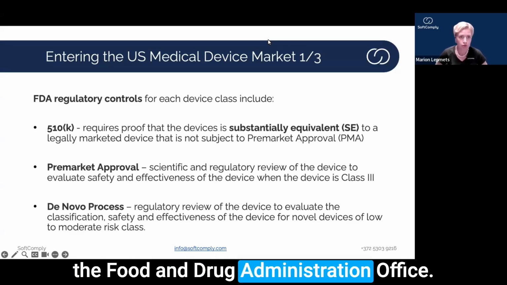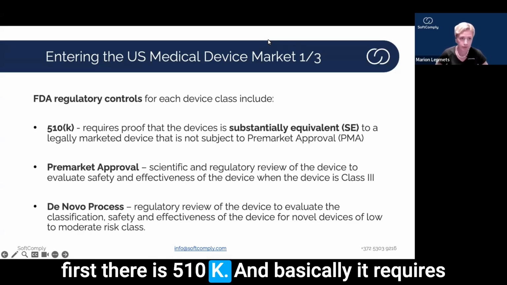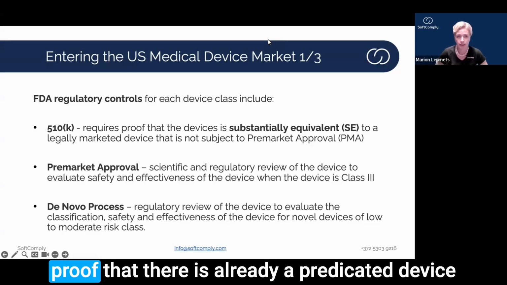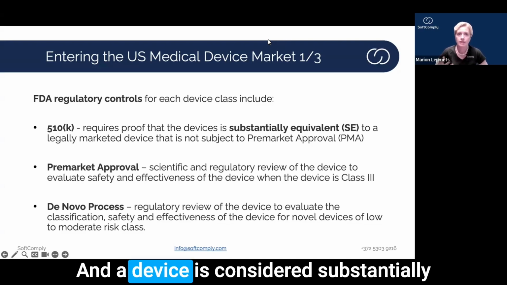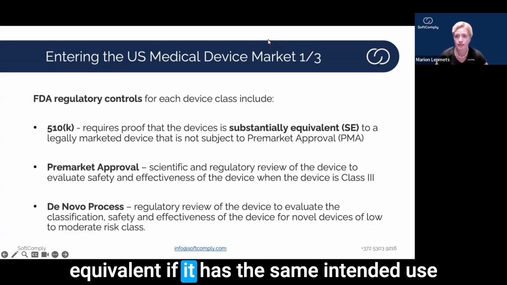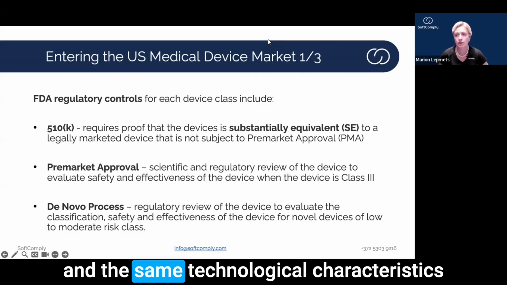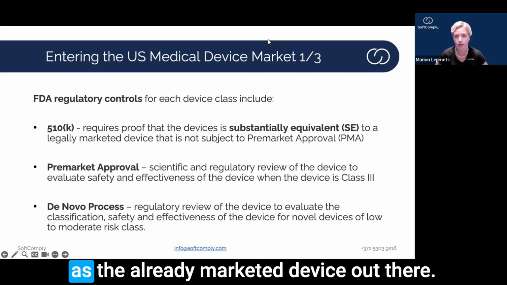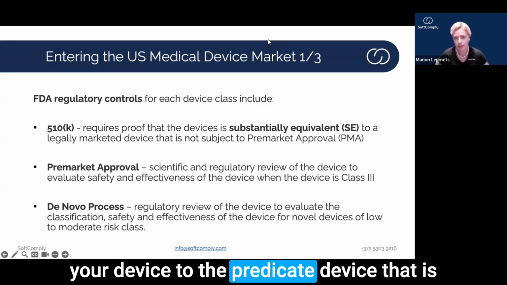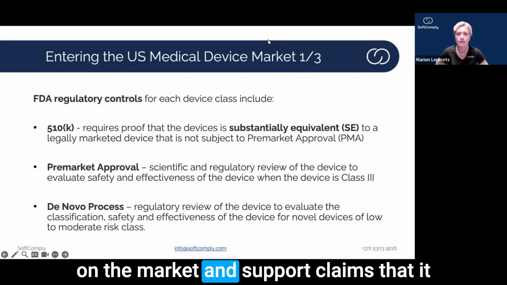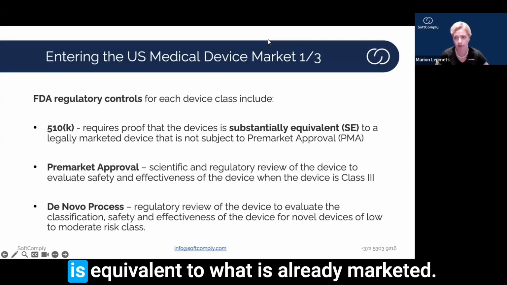Food and Drug Administration Office. First, there is 510(k), and basically it requires proof that there is already a predicate device that is substantially equivalent to your device. A device is considered substantially equivalent if it has the same intended use and the same technological characteristics as the already marketed device out there. What you must do is compare your device to the predicate device that is on the market and support claims that it is equivalent to what is already marketed.